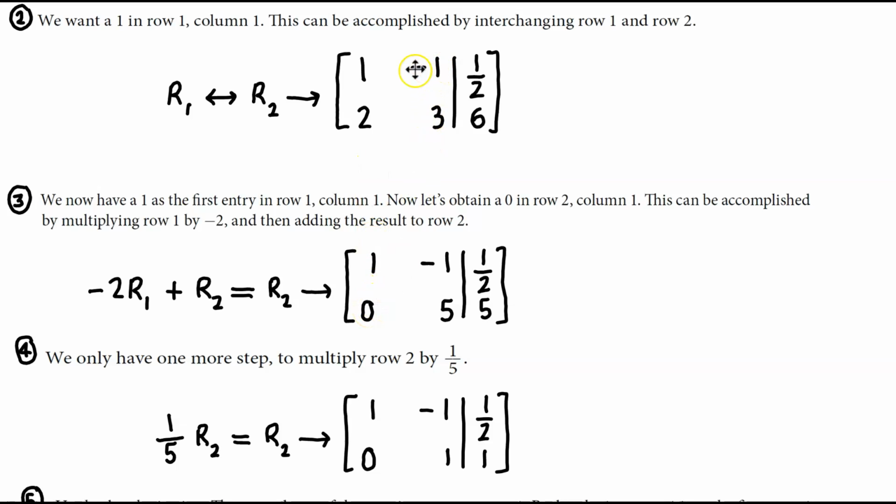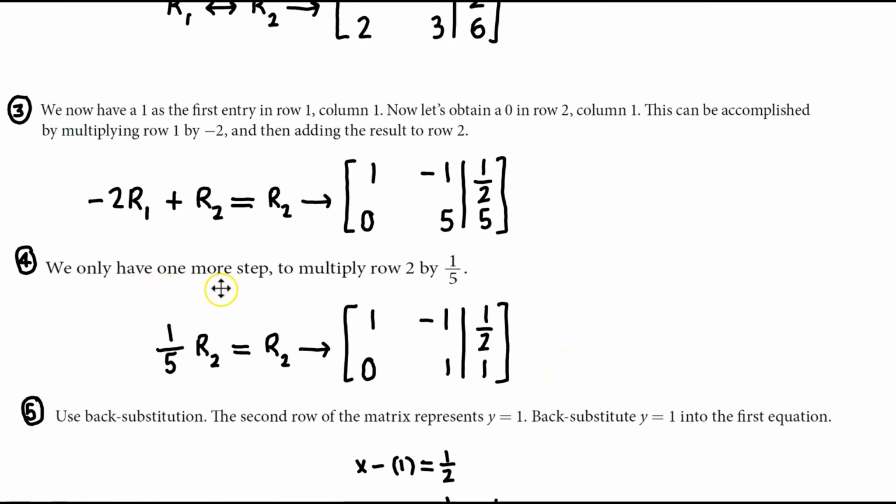And then we're going to do the same thing with the next number. -2 times row 1, so -2 times -1 is +2. Plus 3 is going to give you 5. -2 times 1/2 is -1. And -1 plus 6 gives you +5.